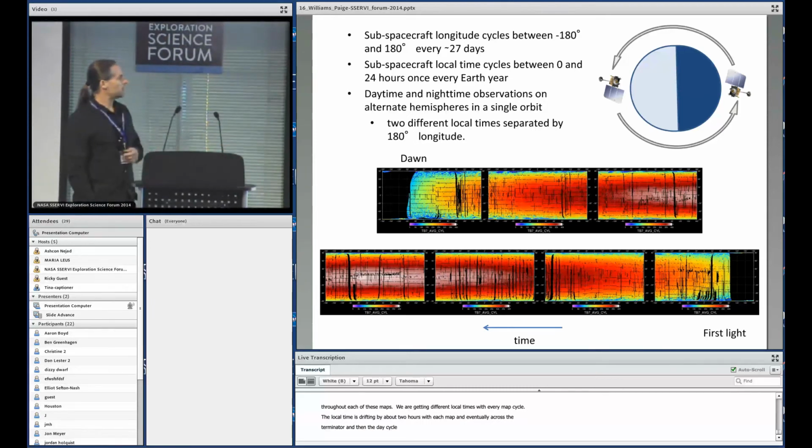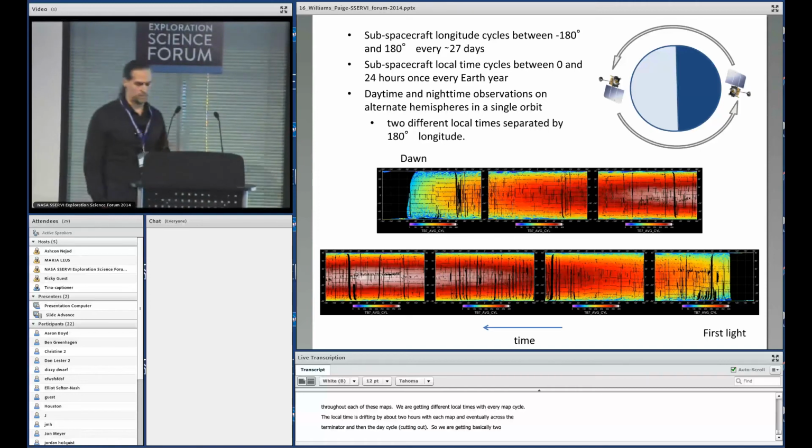And then the subspacecraft local time cycles between 0 and 24 hours once every year. So every 6 months we basically get local time coverage somewhere on the planet at all local times.